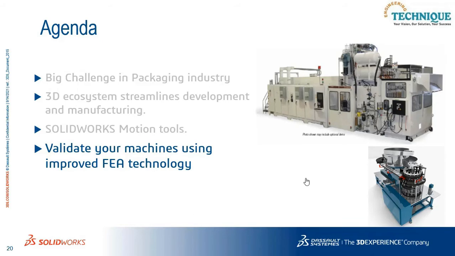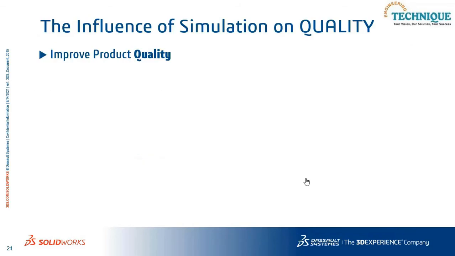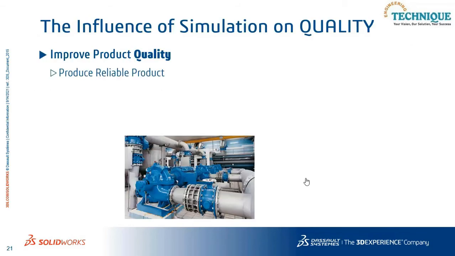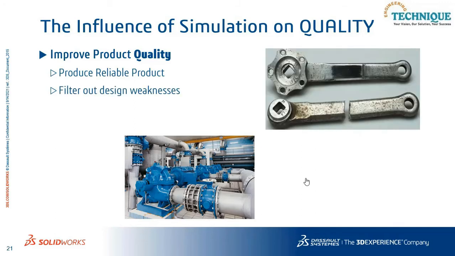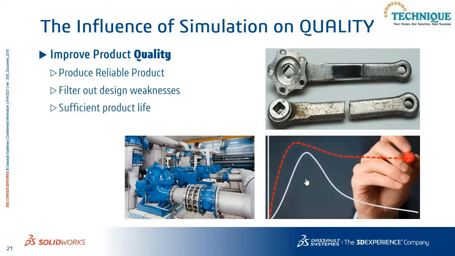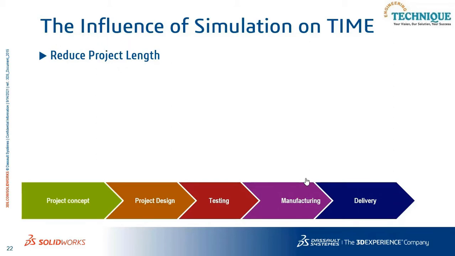Now the final topic of our webinar that I would like to touch on is validating your machines using improved FEA technology. Now, to improve the product quality, right? What is the influence of simulation on quality, right? With the help of simulation you can produce a reliable product, you can filter out weaknesses in your designs. Even before it is manufactured, you can validate it, you can apply the loads and materials, and check whether it could sustain its performance or not, right? So these are a few influences of simulation on quality.